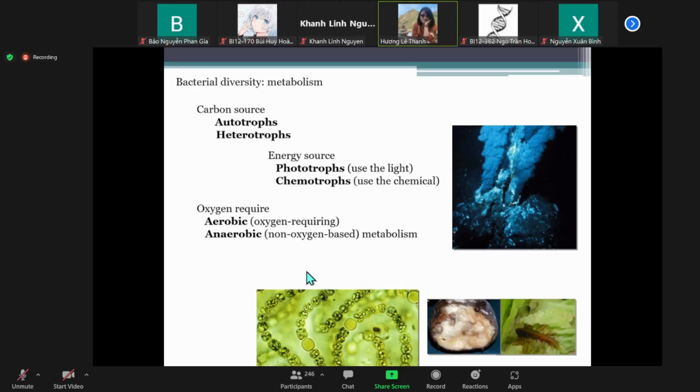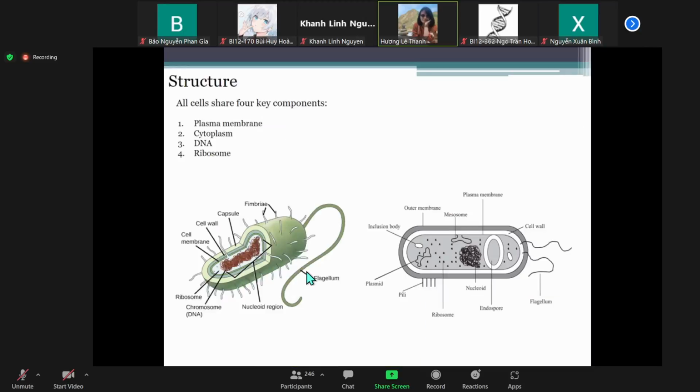And based on how they metabolize nitrogen or sulfur-containing compounds, we can classify the bacteria into subcategories. So we move to the main part of this lesson, about the structures of the prokaryotes.